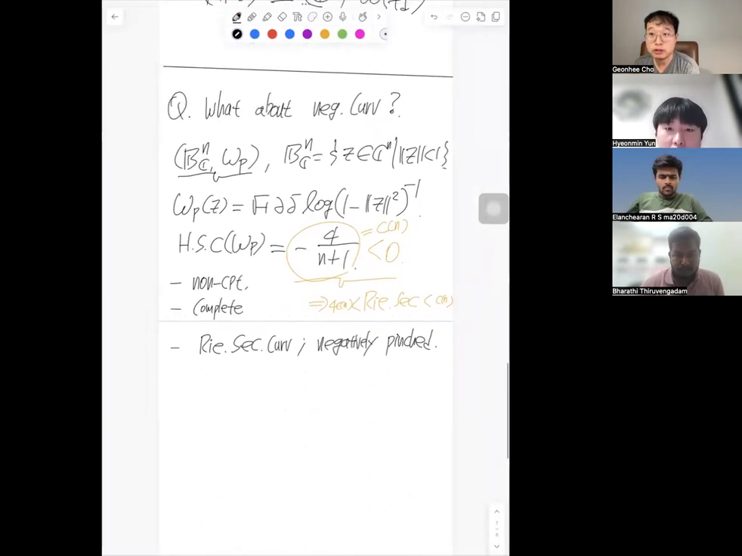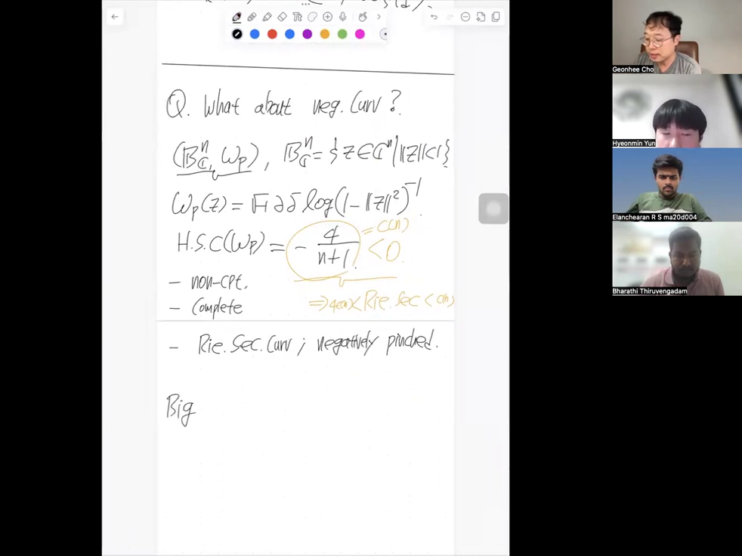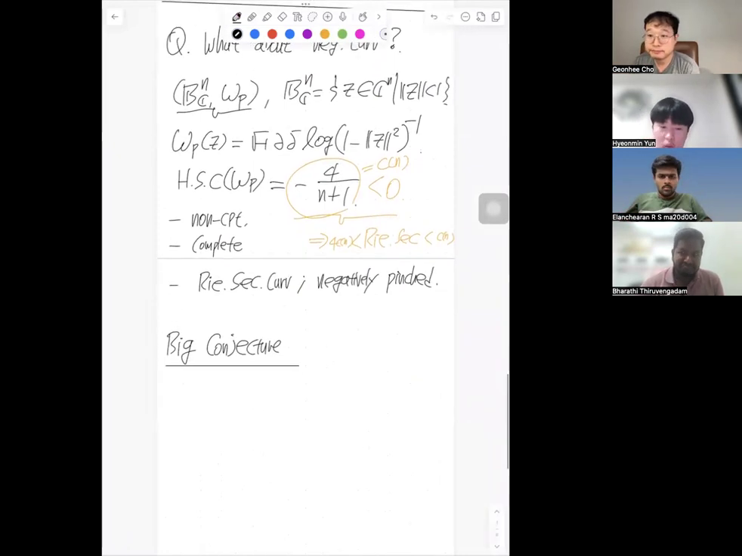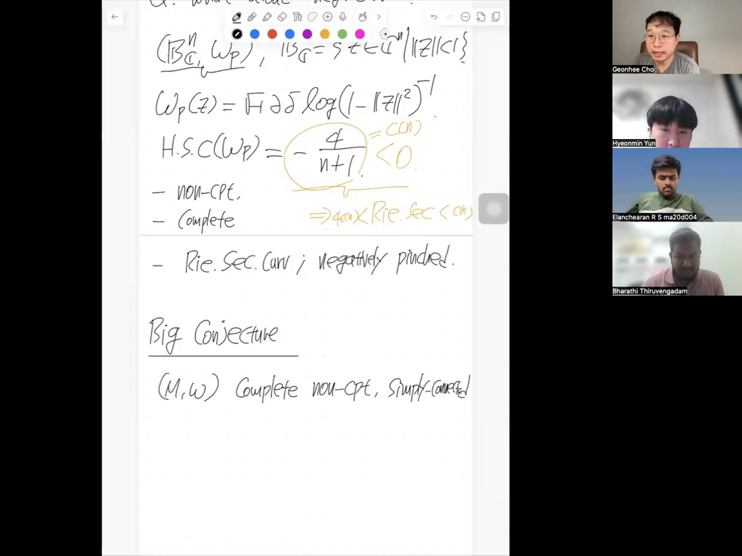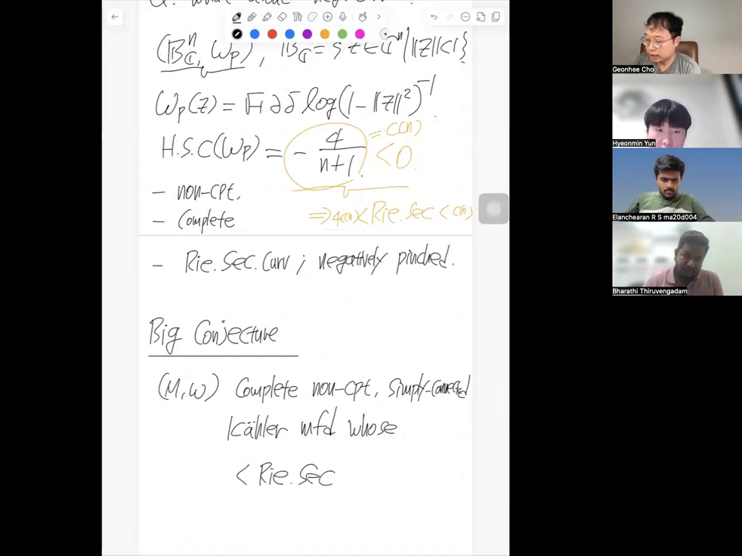Then what should be the theorem we need to prove? So this conjecture is established more than 5 decades ago at this point. There's no result. So what's the statement? So let's start: M, omega. This is a complete, non-compact, simply connected Kähler manifold, whose Riemannian sectional curvature is negatively pinched.